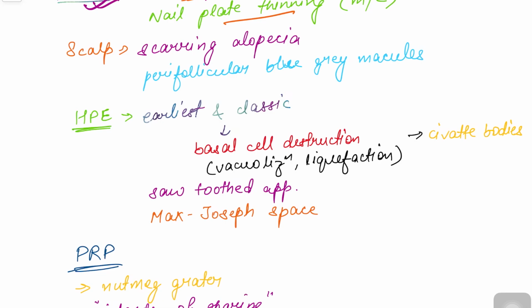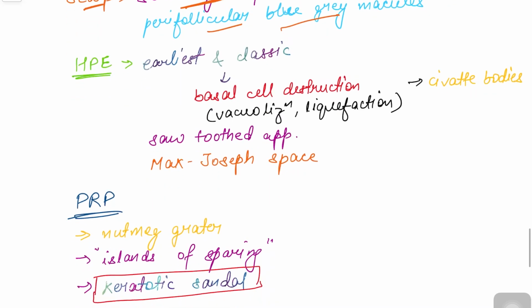As we go on to scalp involvement, characteristically you can see the presence of scarring alopecia. Also perifollicular blue-grey macules can be seen. This has been directly asked in the All India Exam 2011.